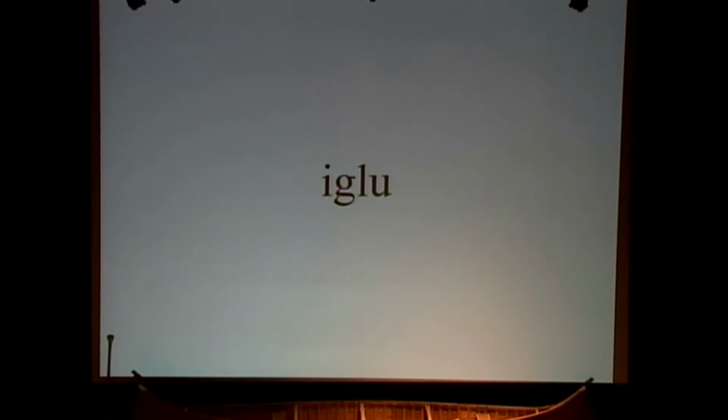So, we'll start with a word that you know. What's it mean again? House. Yes, house or dwelling, but we'll call it a house. So, that's simply a word. You could use it on its own. It doesn't have to be completed by a suffix. If somebody pointed to something and said, what's that? You could say, igloo. And that has meaning.